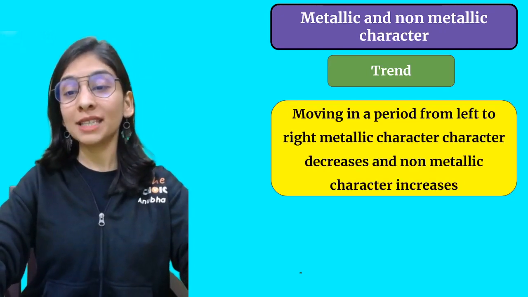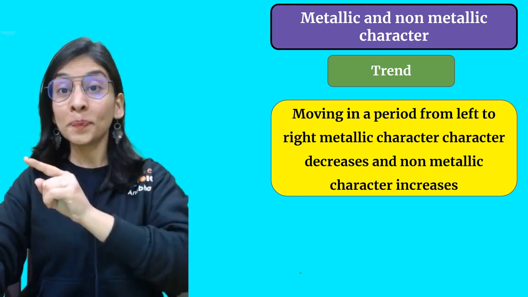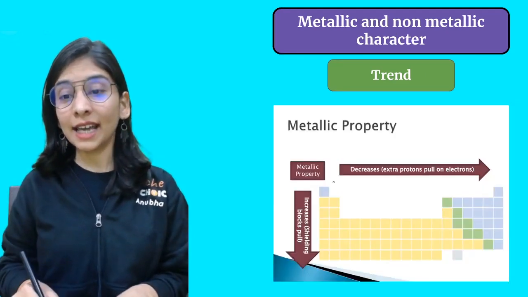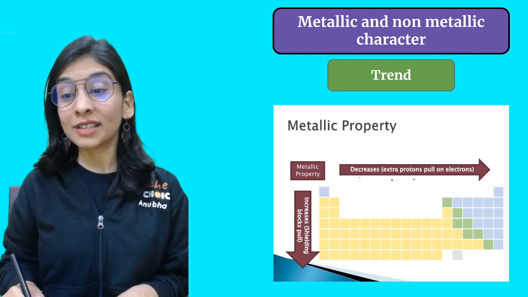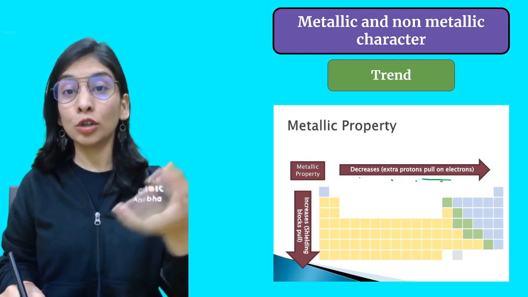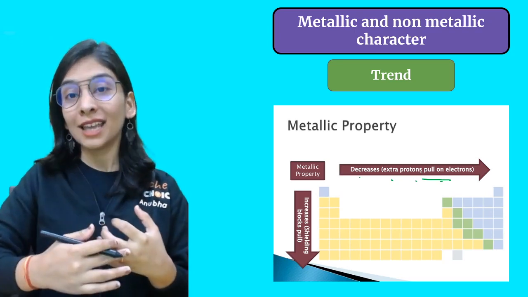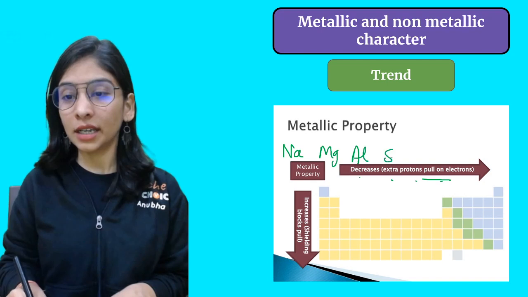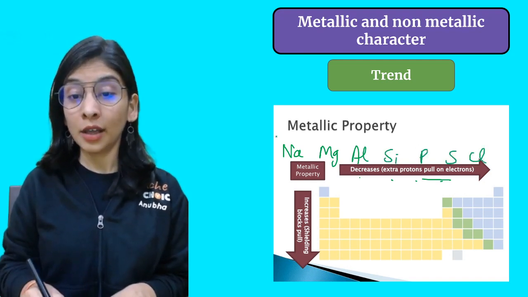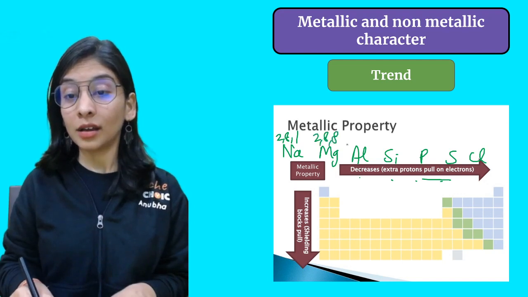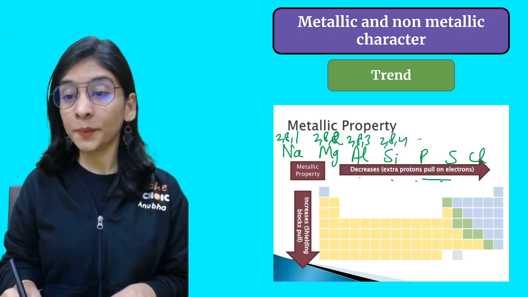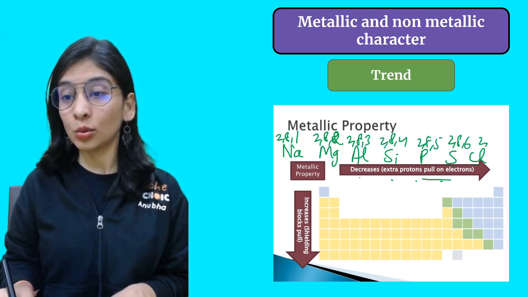When we talk about the trends, metallic character is going to decrease in a period, so non-metallic character is going to increase, and vice versa. Let's see that it's written also. Metallic property decreases because an extra proton is added in the nucleus that will pull the electrons more and more strongly, so they are not going to be lost easily. Let's take the help of the sodium period: sodium, magnesium, aluminium, silicon, phosphorus, sulfur, chlorine. Why am I not taking argon? I mean the zero group family member, you know that well. Electronic configurations 2,8,1; 2,8,2; 2,8,3; 2,8,4; 2,8,5; 2,8,6; 2,8,7.